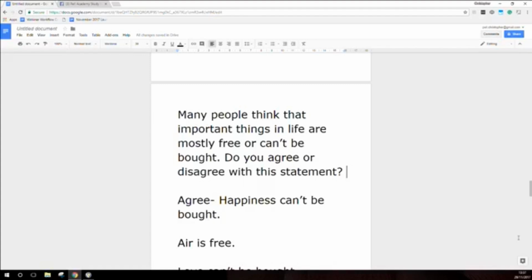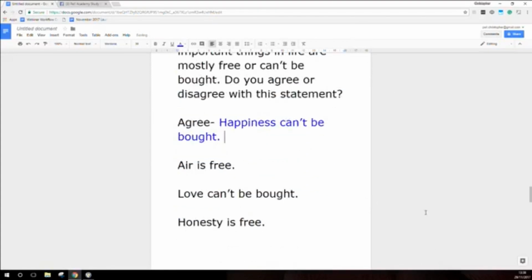So if you're confused about things, your writing is going to be confused. So do not worry about taking a very one-sided approach to these agree or disagree questions. So yeah, happiness can't be bought. Good. Should explain why happiness can't be bought. Air is free. Yep, it is for now. Nestle actually want to bottle it, and they would if they could.